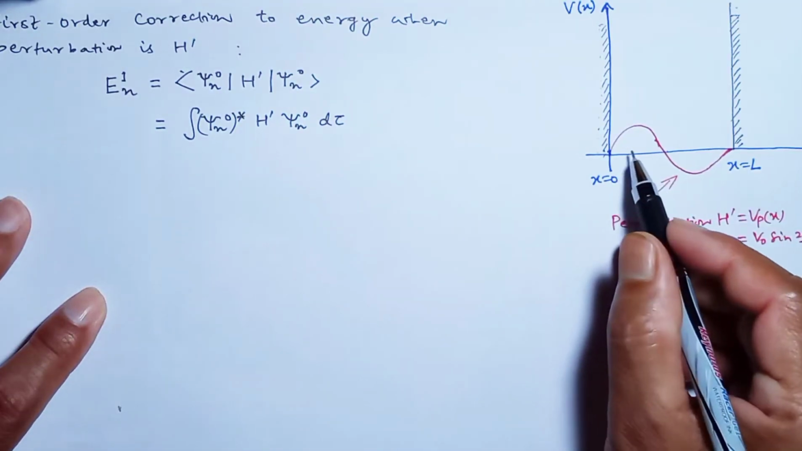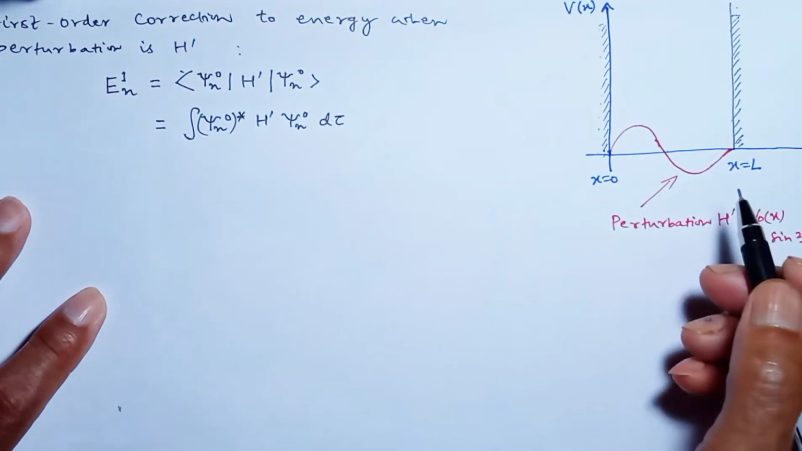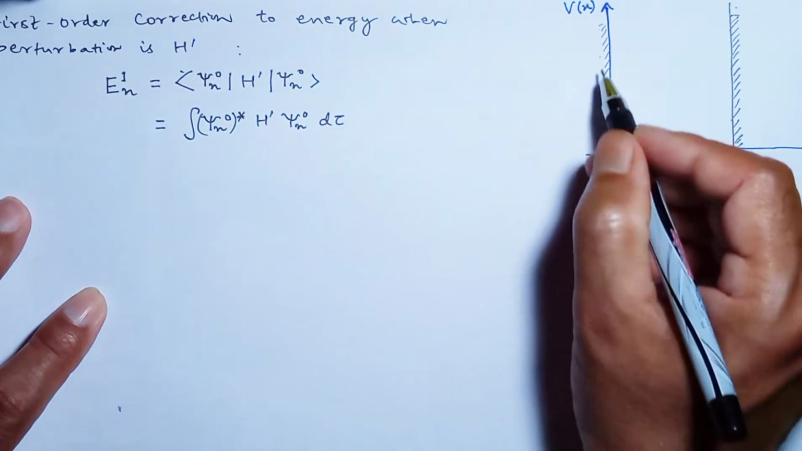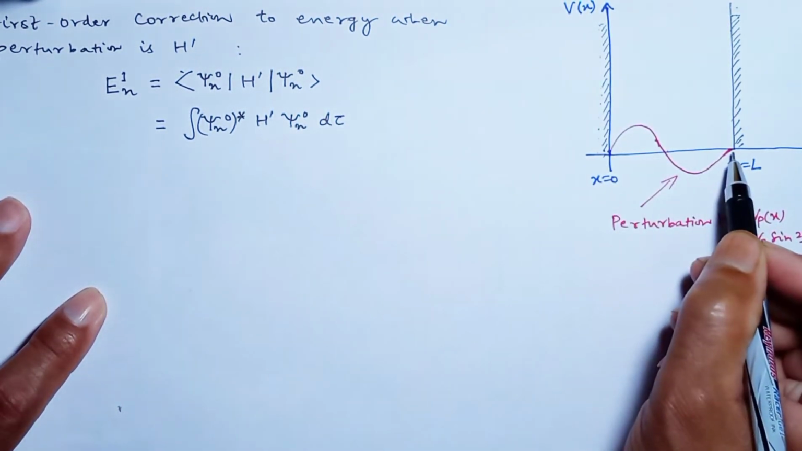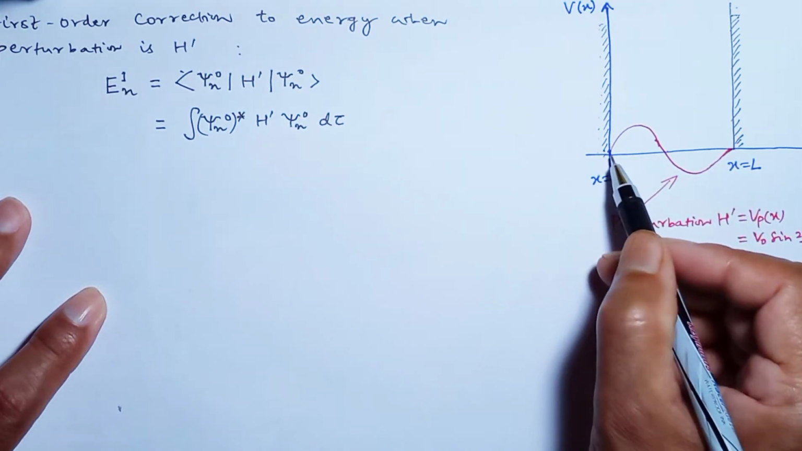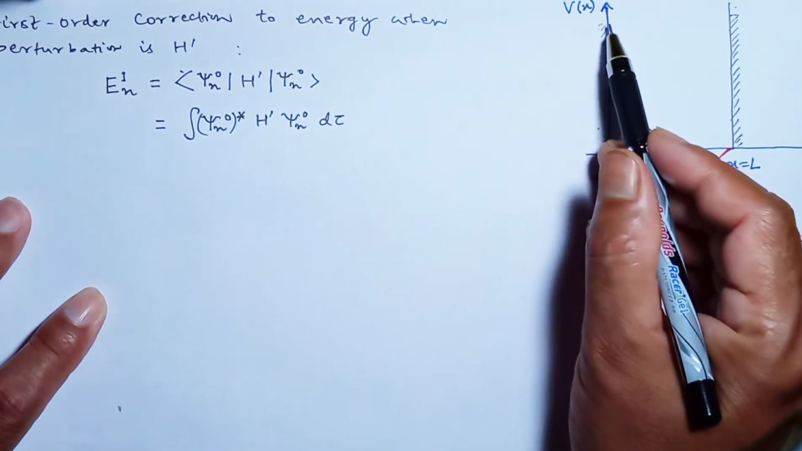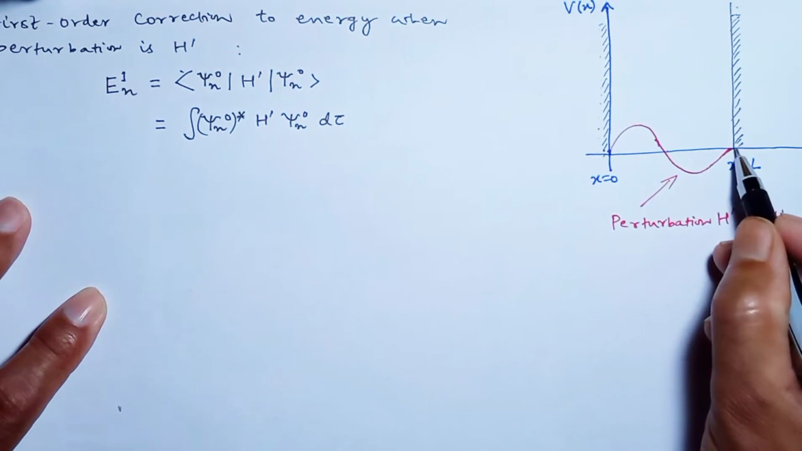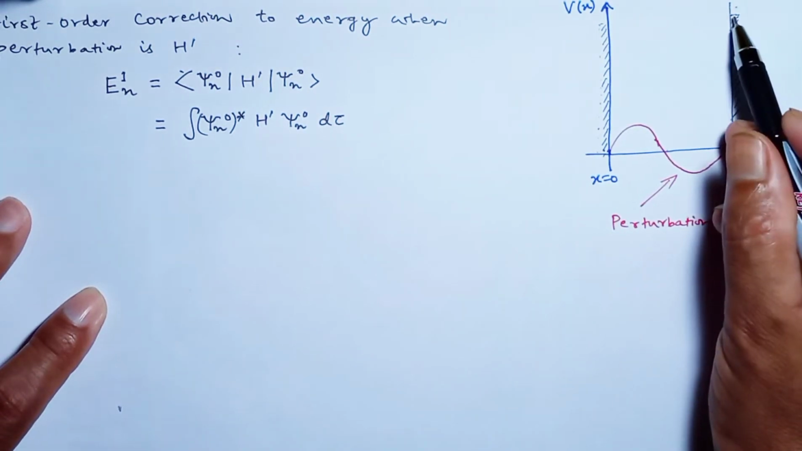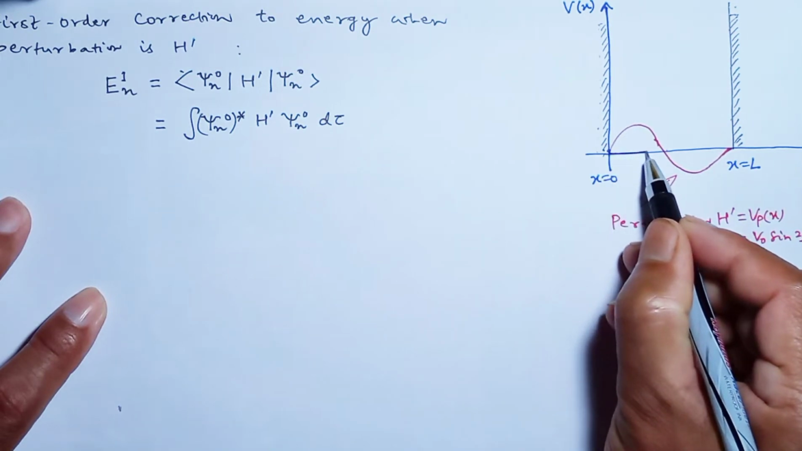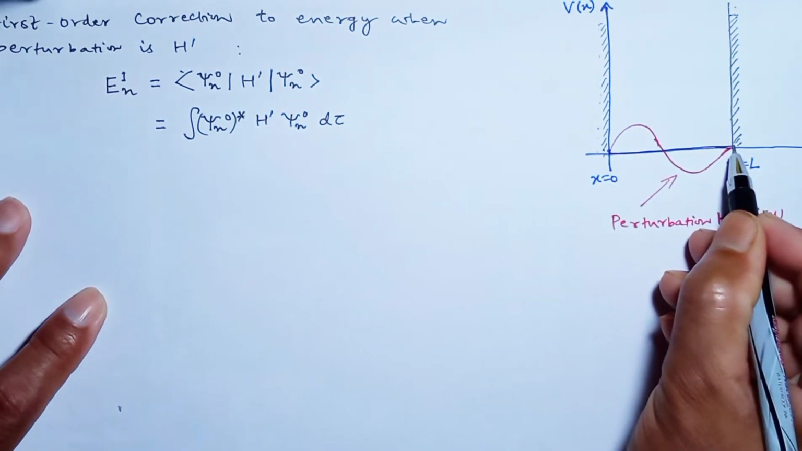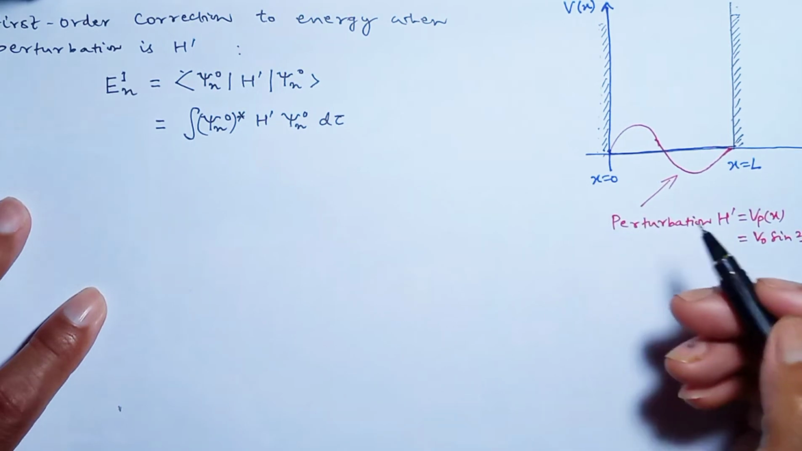The problem may be depicted in this figure. This is x-axis, this is potential axis, and this is potential well from x equals 0 to x equals L. At x equals 0, the value of the potential is infinity. At x equals L, the value of the potential is also infinity. And from x equals 0 to x equals L, the value of the potential is 0. So this is the potential well.